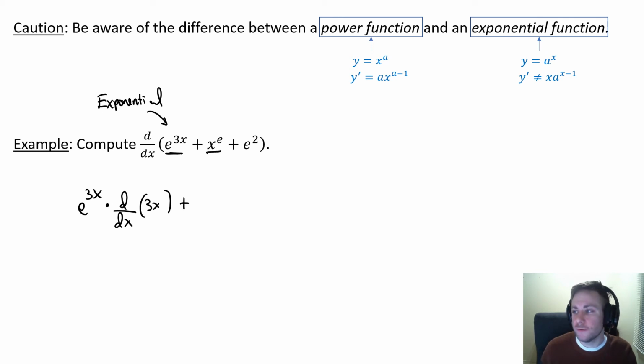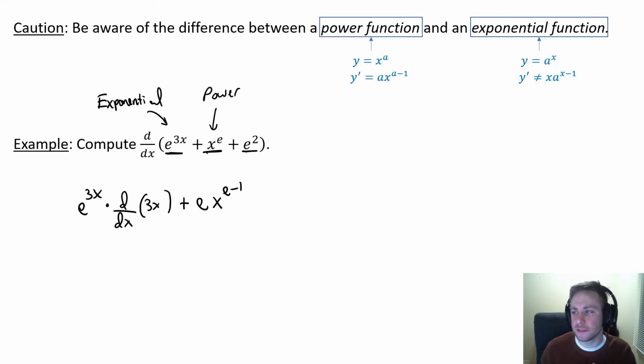Now we can take the derivative of this second term. Notice that this is of the form variable raised to a constant, so it's a power function. And that means the familiar power rule can differentiate this term as ex to the e minus 1.